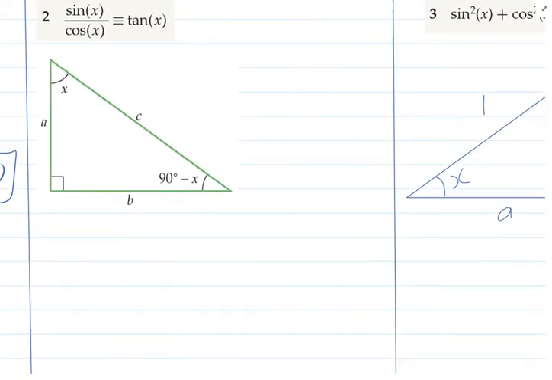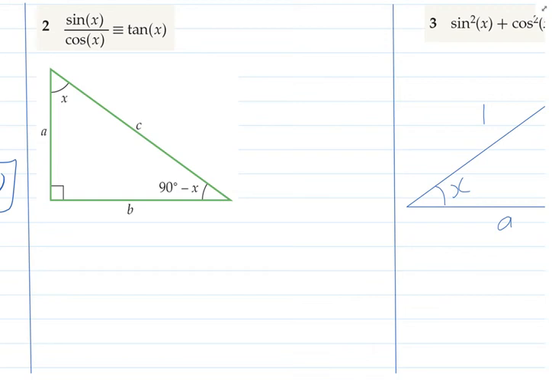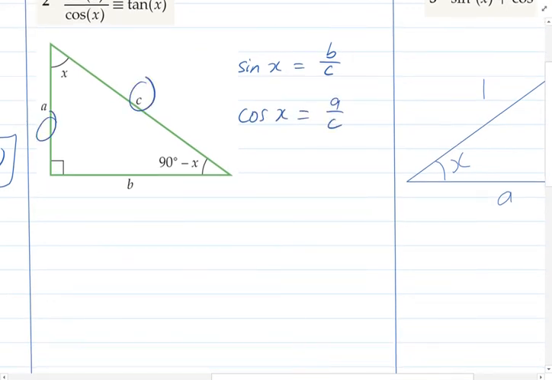Okay, for our next identity, we're showing that sine x over cos x is equal to tan x. So let's look at sine x. So sine x would be B over C, okay, so that's opposite over hypotenuse, and cos x would be equal to A over C, so that's adjacent over hypotenuse, and tan x would be equal to opposite over adjacent, so B over A. So what we want to show is that these two things being divided by one another are equal to this. So let's see if it works.